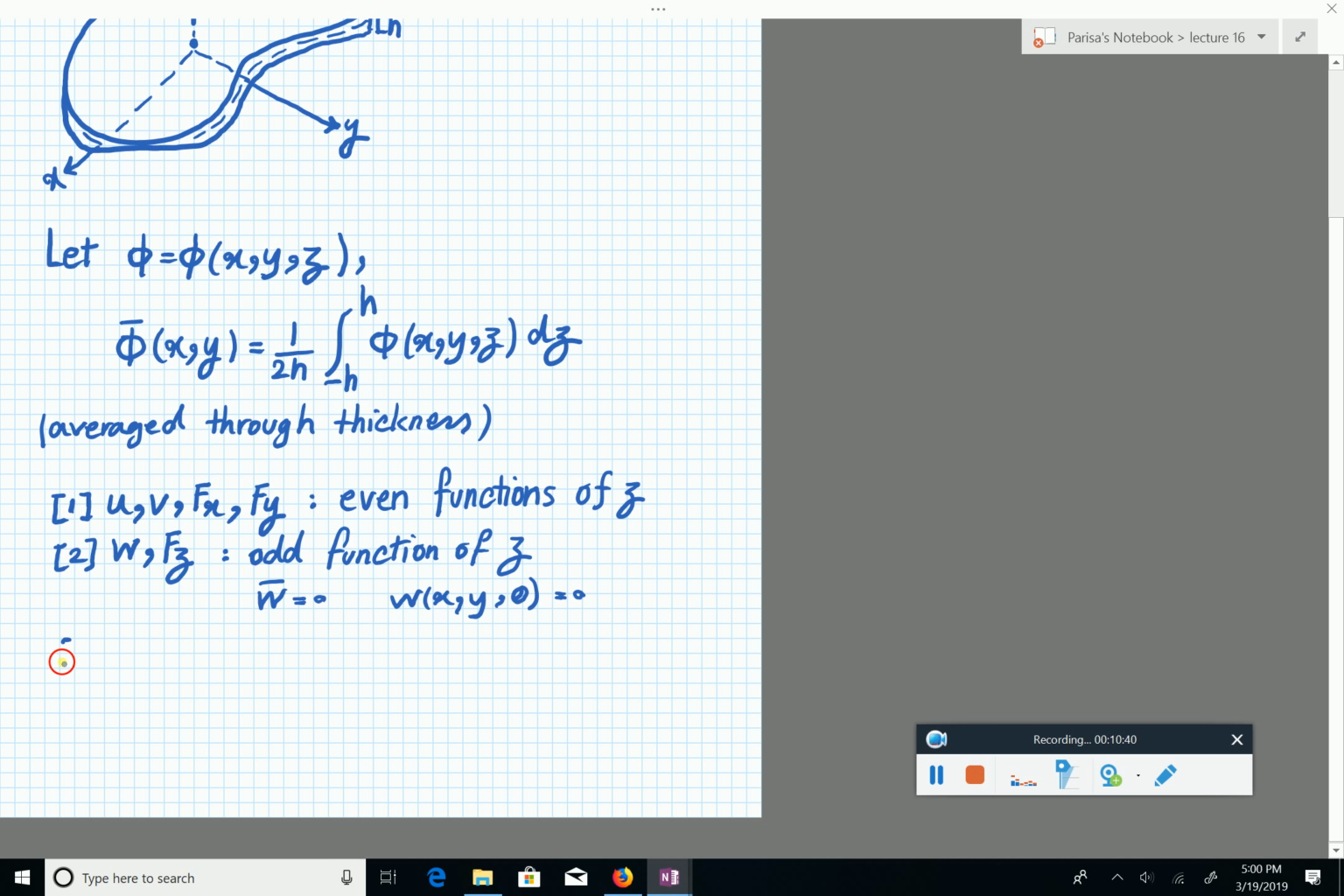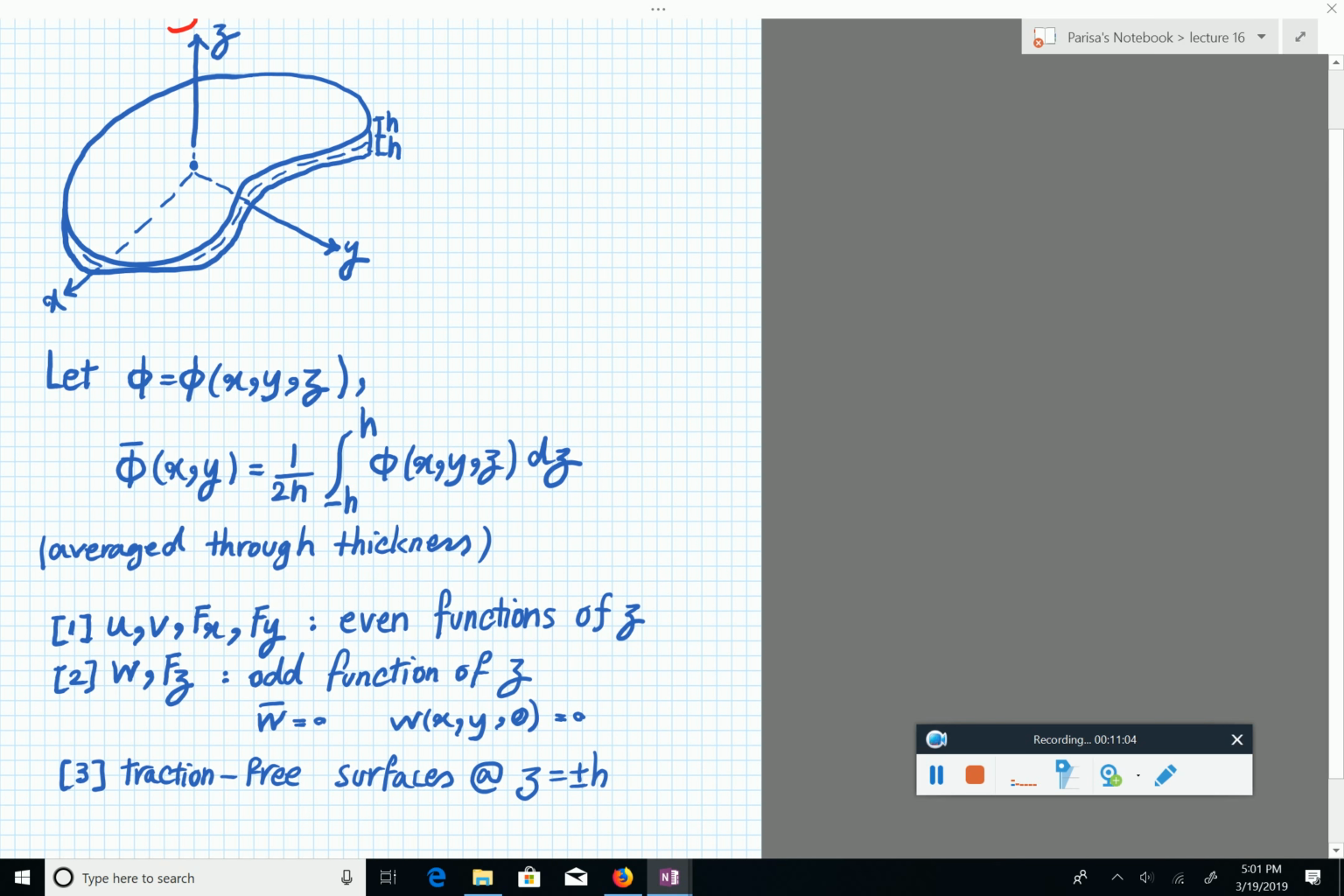And then the other condition is similar to what we had in plane stress. So you will have traction-free surfaces at z equal to plus minus h. So on the top and bottom surface, again, you will have traction free.